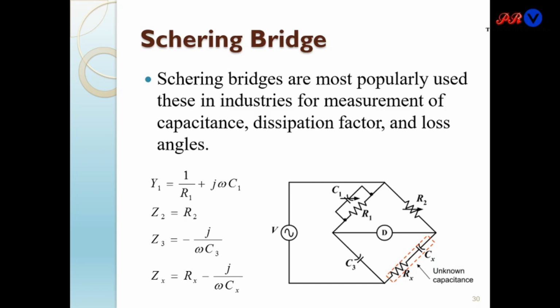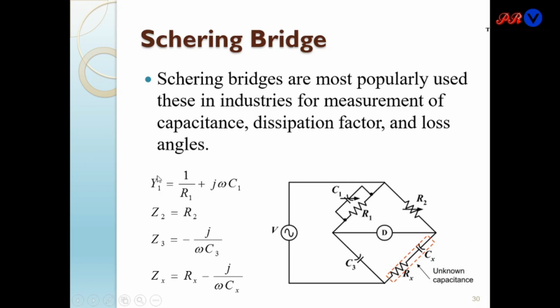The third bridge which is used for measurement of capacitance is the Schering bridge. Schering bridges are most popularly used in industries for measurement of capacitance, dissipation factors and loss angles. So this is the circuit for the Schering bridge. Here is the unknown capacitance which we want to measure, and it has another arm in which R1 is in parallel with C1.